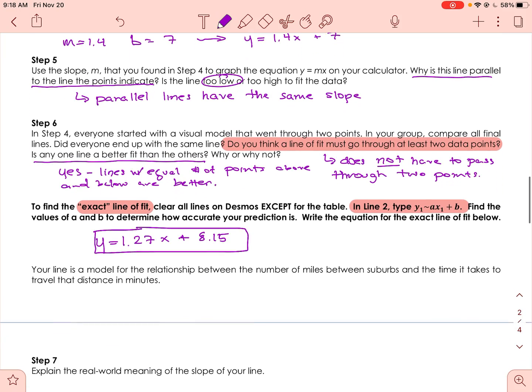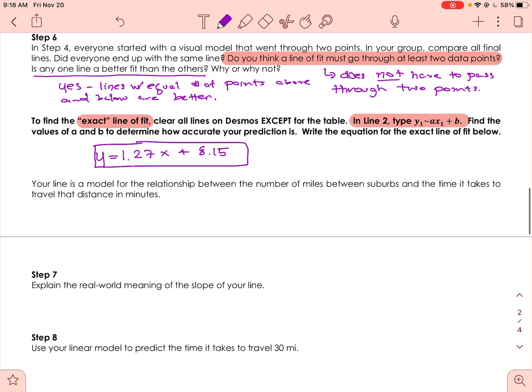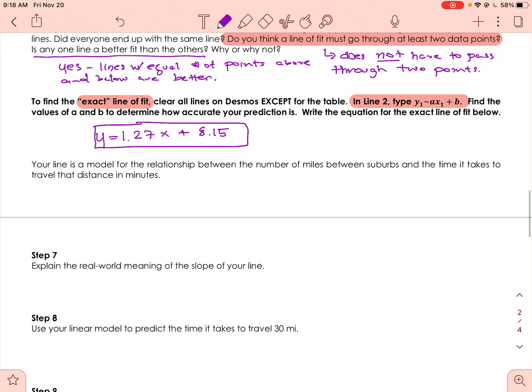So our line is a model for the relationship between the number of miles between suburbs and the time it takes to travel that distance in minutes. So in step 7, it says, explain the real world meaning of the slope of your line. So we know slope is equal to change in y over change in x. We know that the slope of our line is 1.27. And since it's not over a number, we know it's over 1.